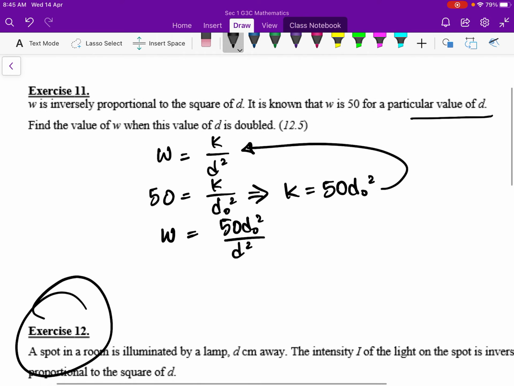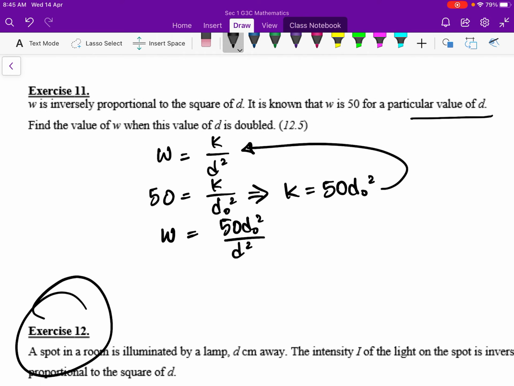Then now, find the value of W when this value of D is doubled. That means this value of D means the DO, and we've got to double it. The new value, W new. The new W is 50 DO squared, that is our original value of D, or constant value now, divided by the new D, and we need to square it. I'm going to put a new D inside and square it. Well, the new D is actually double of the DO. So 2DO. And we square it.